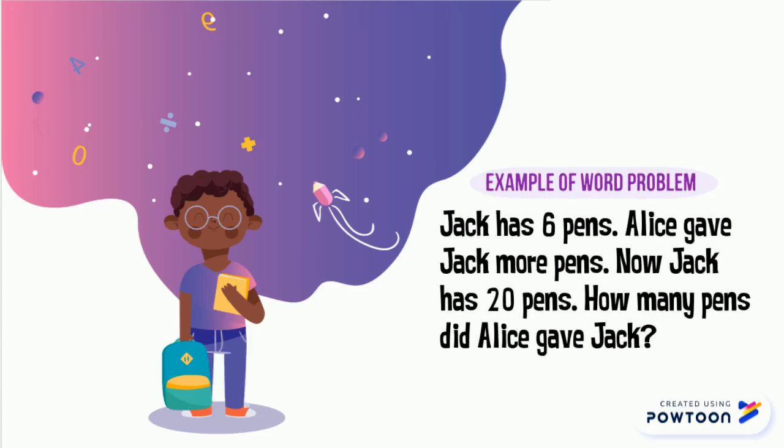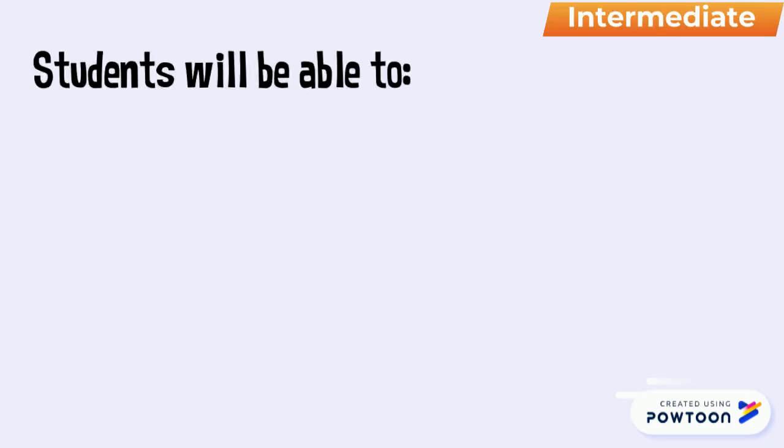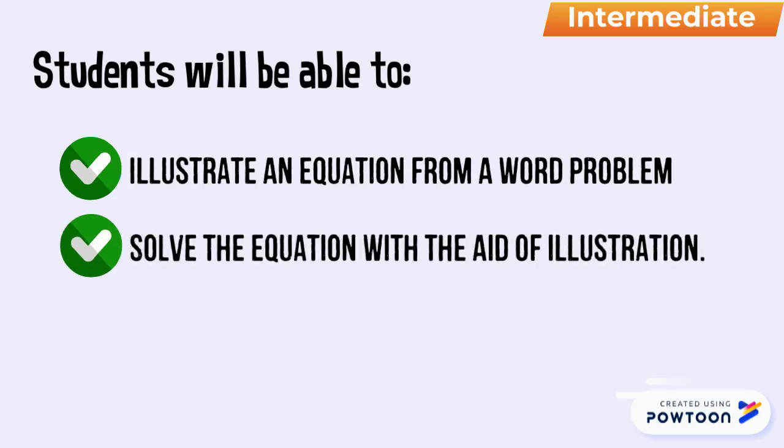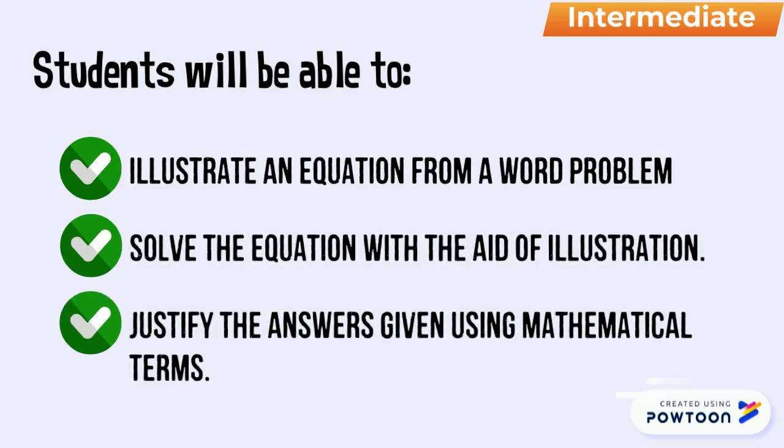For intermediate students, they will be given the word problem as shown. Jack has 6 pens. Alice gave Jack more pens. Now Jack has 20 pens. How many pens did Alice give Jack? The learning objective for this activity would be students will be able to illustrate an equation from a word problem, solve the equation with the aid of illustration, and lastly, justify the answers given using mathematical terms.